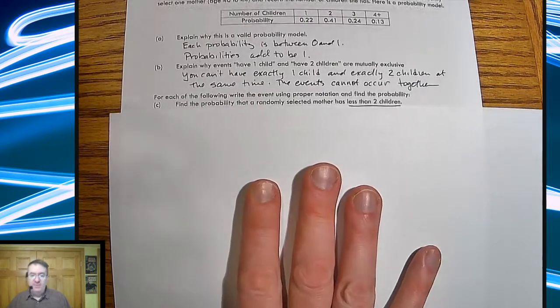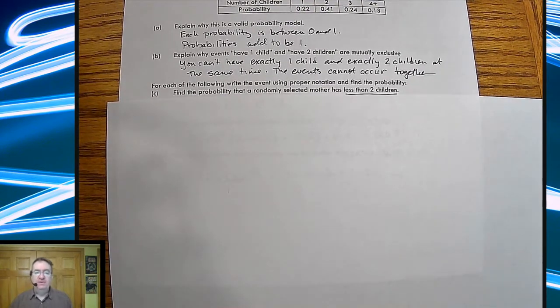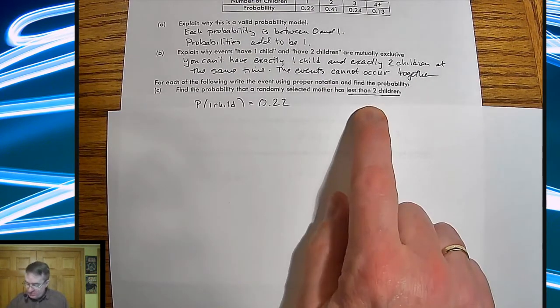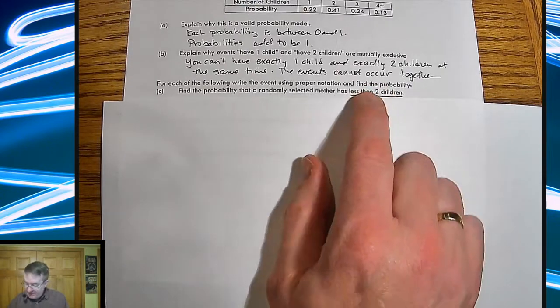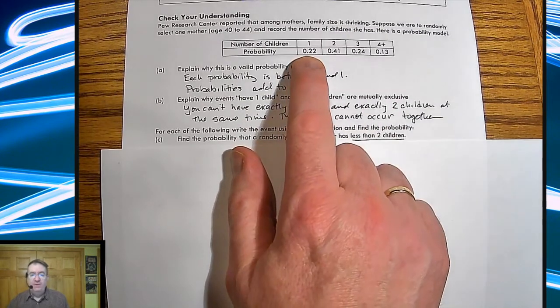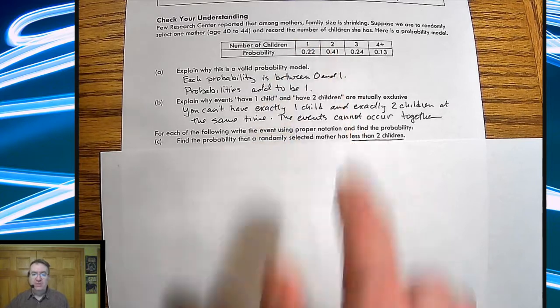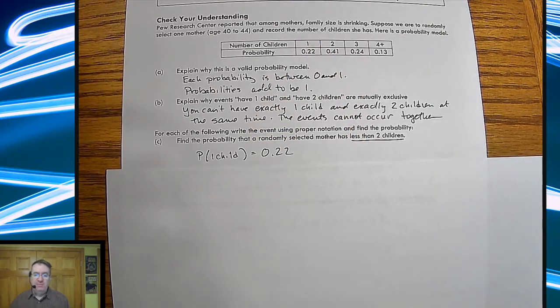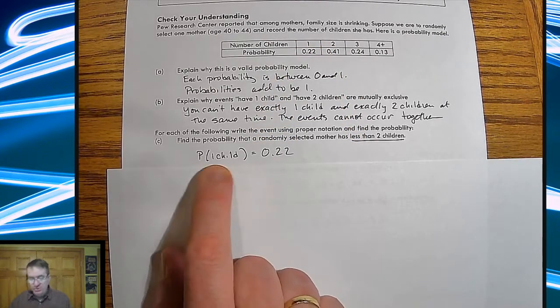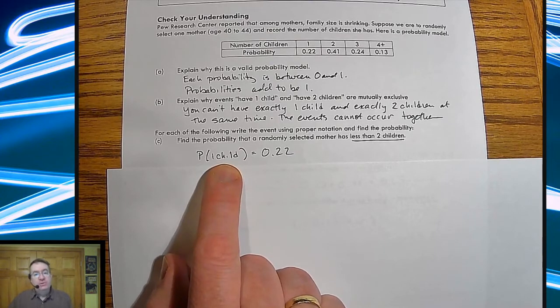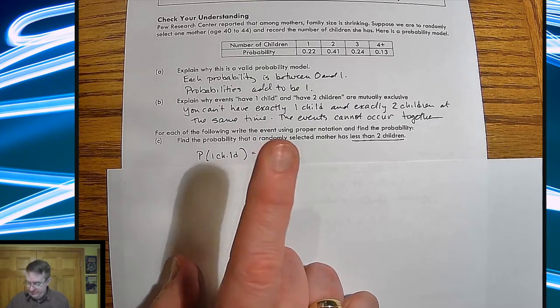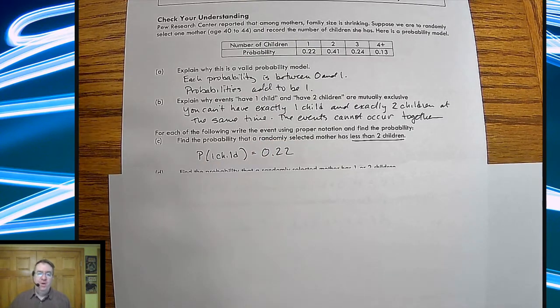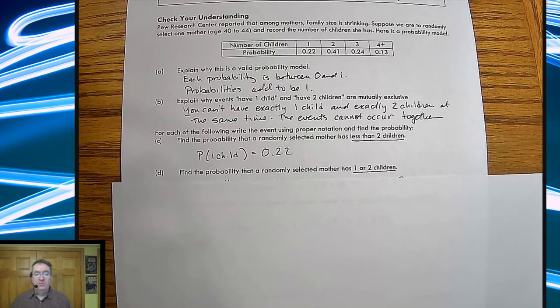So, some probabilities here. Find each of the following events. What's the probability that you're having less than 2 children? Another way of saying less than 2 children would be having 1, because I want numbers less than 2, not less than or equal to, so that's just going to be the probability of 1 child. You should probably write this out so it's clear to the reader, the grader, whomever, that you know what you're talking about. 22%.